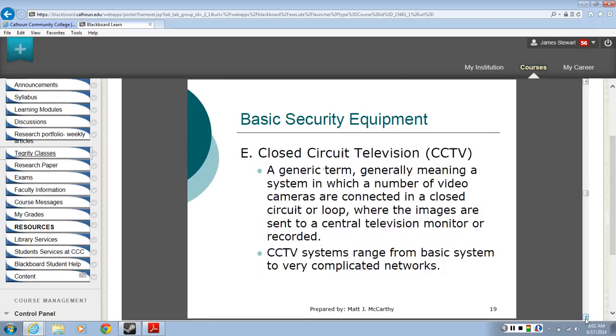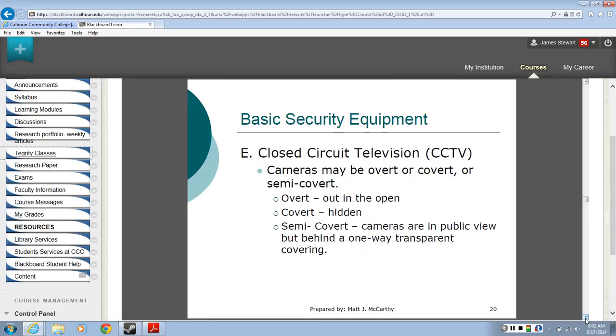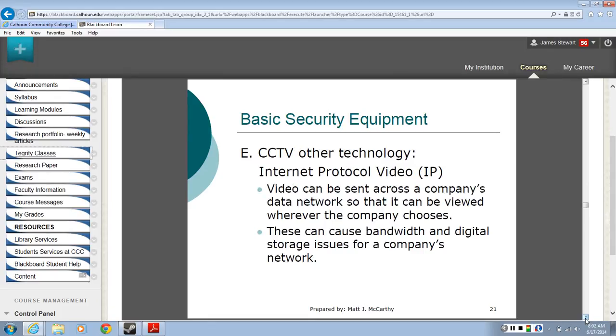TV cameras are another one, either closed-circuit TV or Internet Protocol (IP) video, where it streams to a website and people can watch it from wherever. Those are other pieces of physical controls. Sometimes even putting up a fake camera works just as well as actually recording.